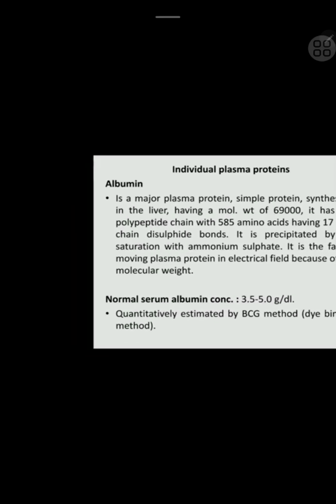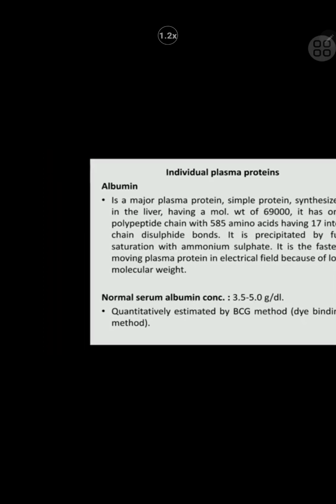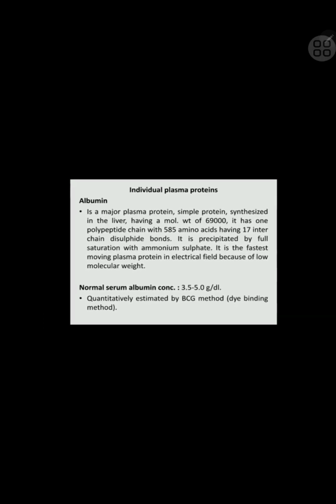Coming to individual plasma proteins, albumin is the major plasma protein, a simple protein synthesized in the liver, having a molecular weight of 69,000, and it has one polypeptide chain with 585 amino acids, having 17 interchain disulfide bonds.